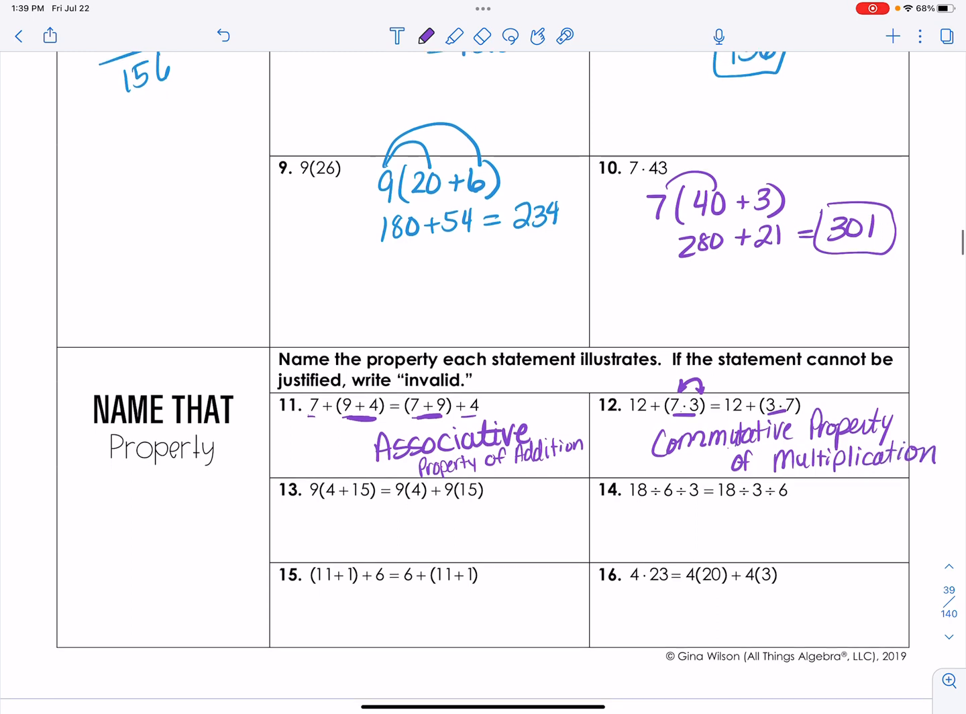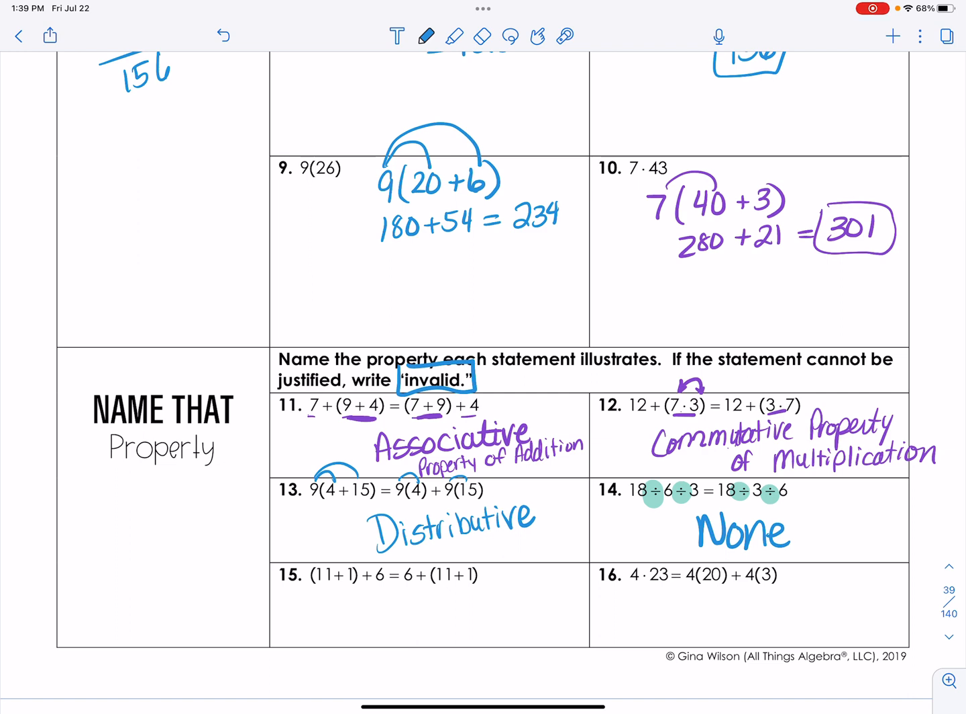On the next one, you've taken that thing and you've distributed it. You've taken the 9 into both of them. So this is called the distributive property. And it's not of multiplication or addition; it's kind of a combination of them. On the next one, this is really important. We don't have a property with division or subtraction. So this is none. I guess in the directions they said right and valid, but whatever.